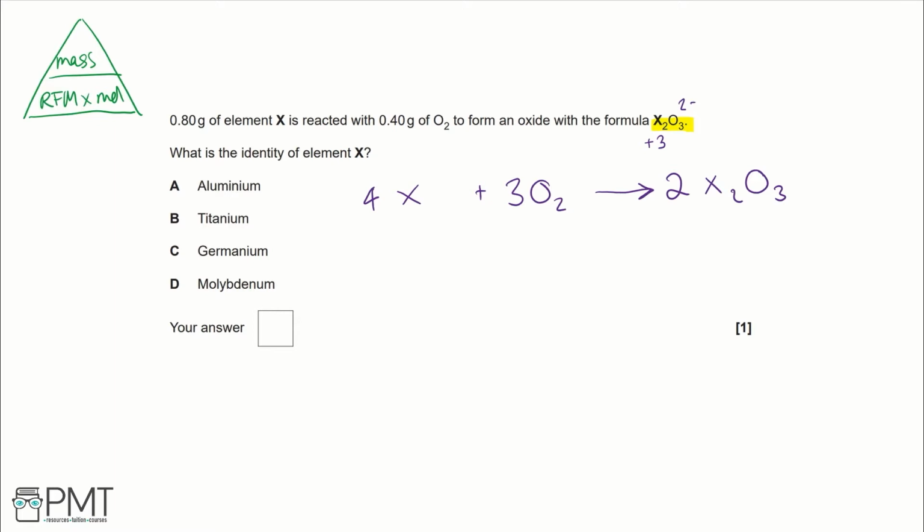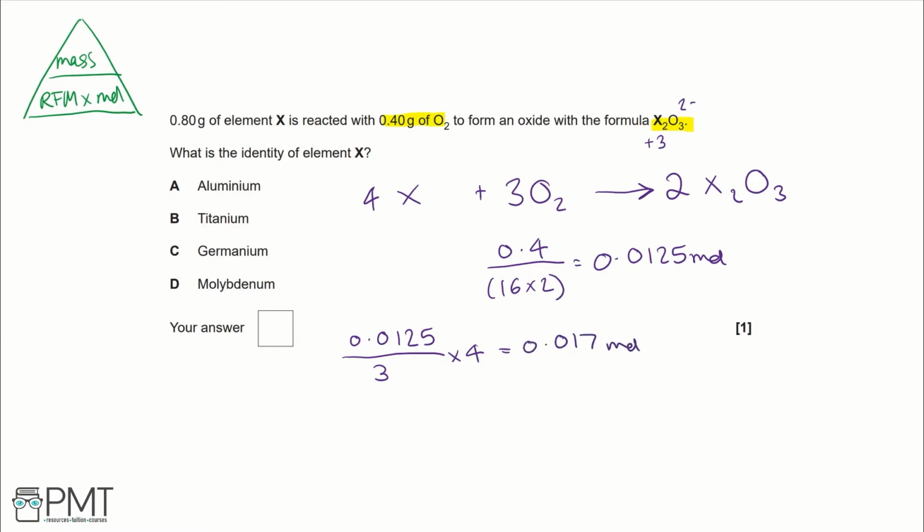So using the data we've been given about oxygen, we can do 0.4 divided by 16 times 2, and that equals 0.0125 moles. Then we can use the molar ratio to work out the moles of X. So that would be 0.0125 divided by 3 and multiplied by 4.